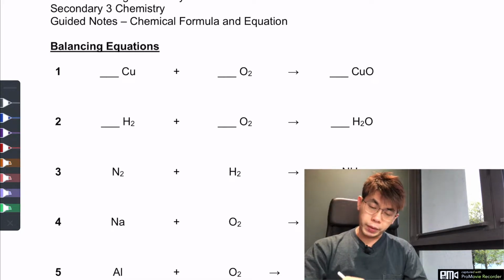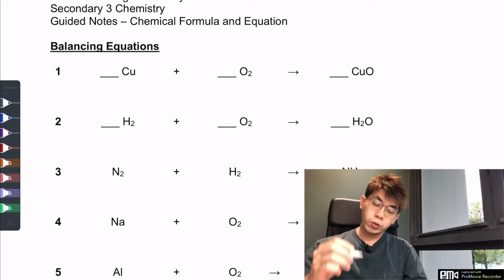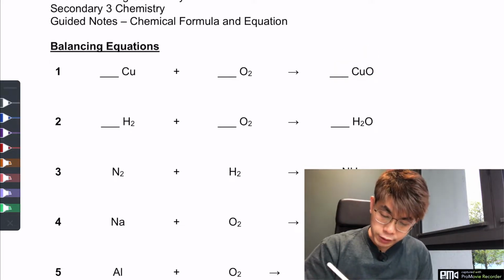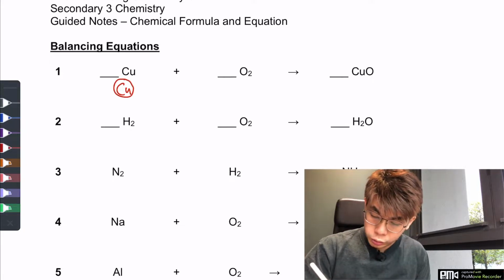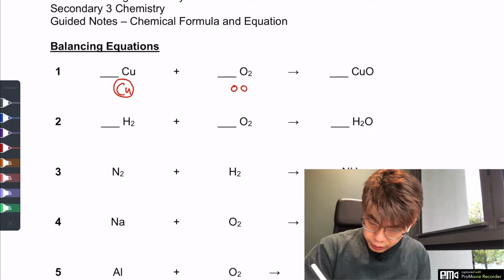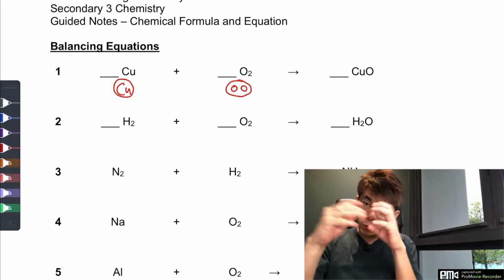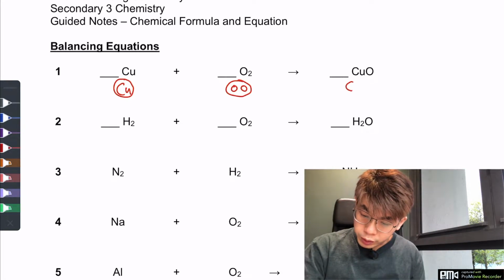Copper reacts with oxygen to form copper 2 oxide. So what do I do? How do I balance? I first need to count. So I write a Cu and I draw a circle. And then O2 means I have two O's, and I draw a circle. So I have two O's in one group here. Then I have a copper 2 oxide like this and a circle here.